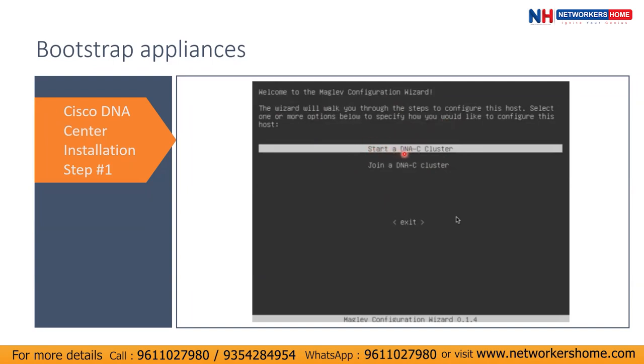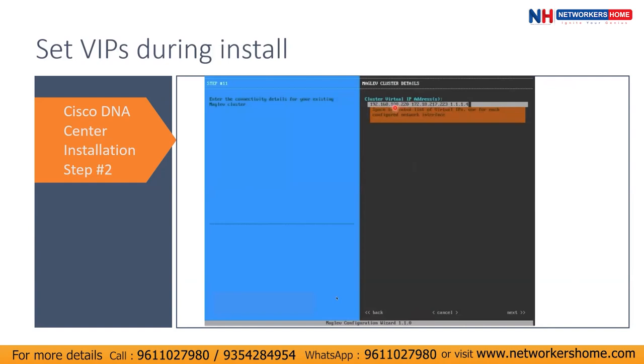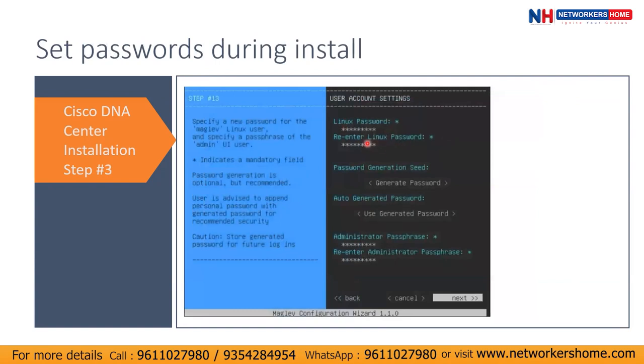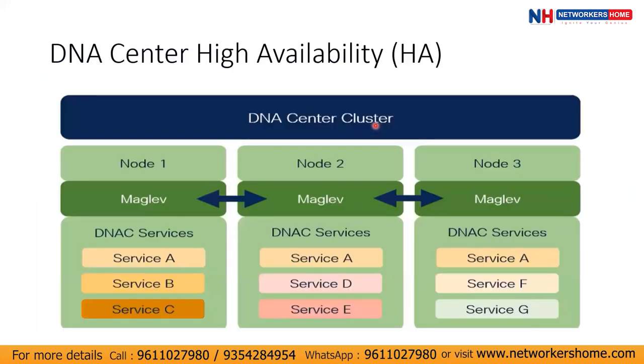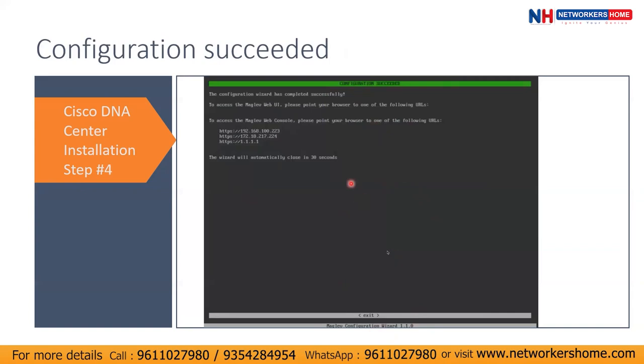So you can go with this, start a DNA Center cluster. And suppose you have already installed the DNA Center, and if any new DNA Center would like to join the cluster with the existing DNA Center, then you can select the second option. You need to give some of the IP addressing, like the cluster virtual IP address. That is the virtual IP address, which will be useful for your high availability, your Linux password, your CLI password, and the administrator passphrase, that is also a password. And once you're done with the IP address configuration, you will see this type of message, configuration succeeded. So that is how the Maglev configuration works.